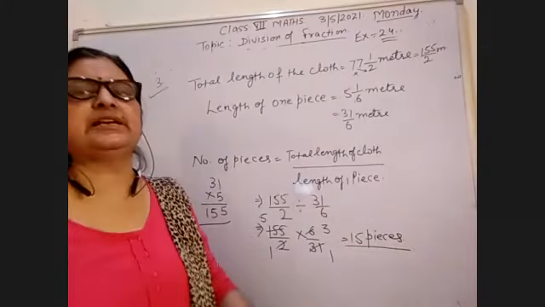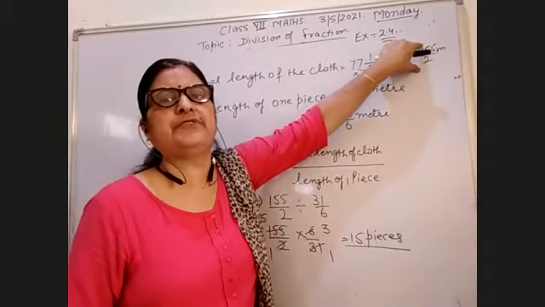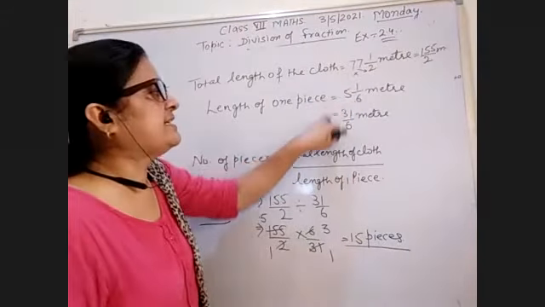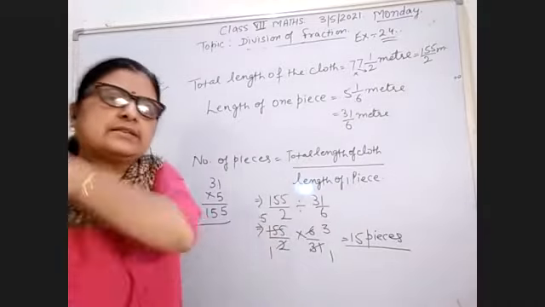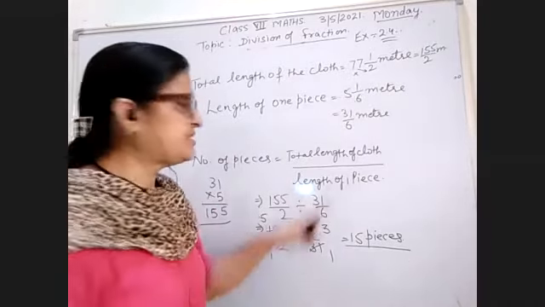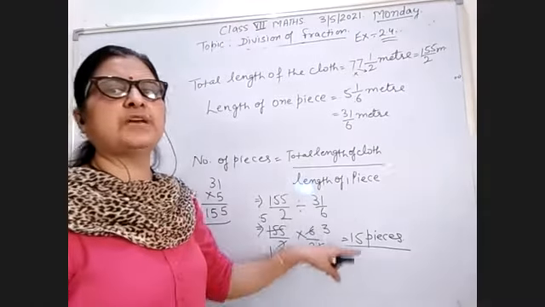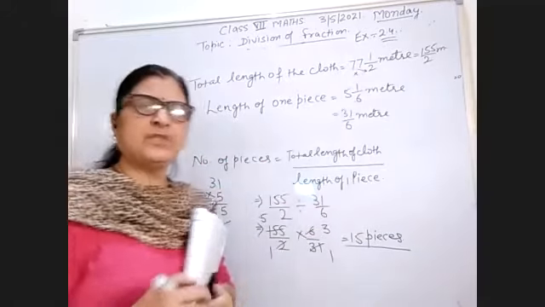How many pieces did you get from this length of cloth? From 155/2 meter length, you had to cut pieces of 31/6 meter. You will get a total of 15 pieces from the total length of the cloth. Okay, note down this question.